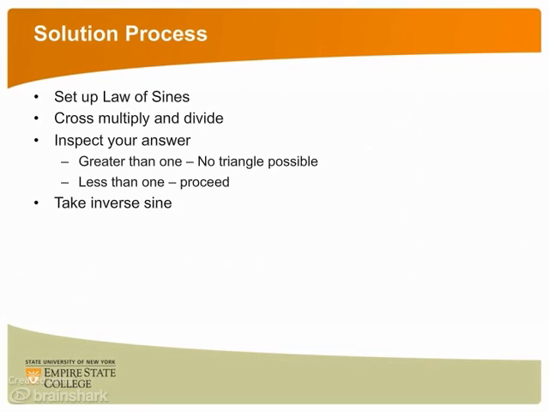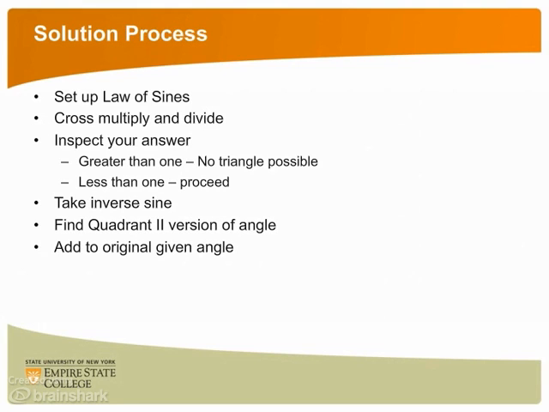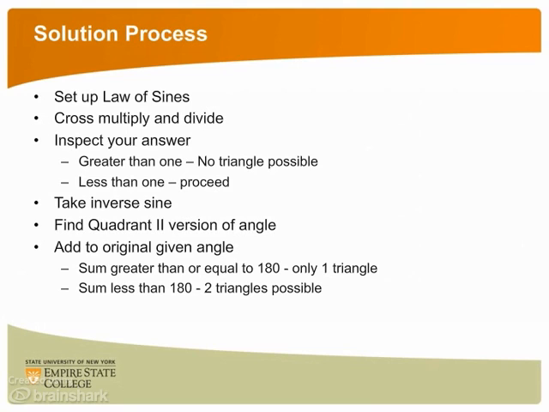Because sine is positive in the first and second quadrants, we may have another possible solution. We need to find the quadrant 2 version of the angle, so we subtract that amount from 180 degrees. To see if this is a reasonable answer, we add this second version of the angle to the angle measure we knew at the start. If that sum is greater than 180, only one triangle is possible. If the sum is less than 180, we have two viable triangles. Let's look at some examples and try to make some sense of this strange situation.